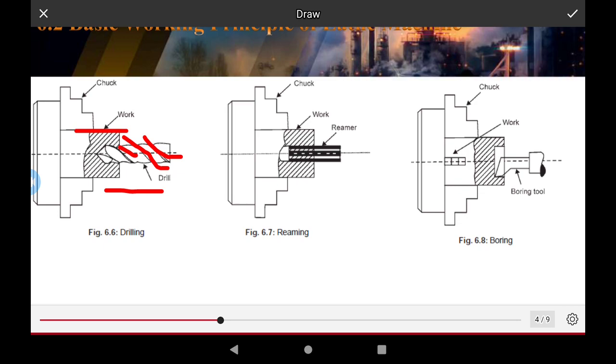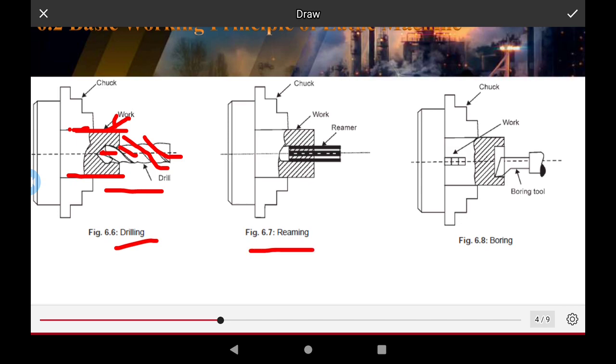This is the workpiece, attached and held in the chuck of the lathe machine. The workpiece is rotating, and the drill makes the hole. This is the drilling operation and the reaming operation.